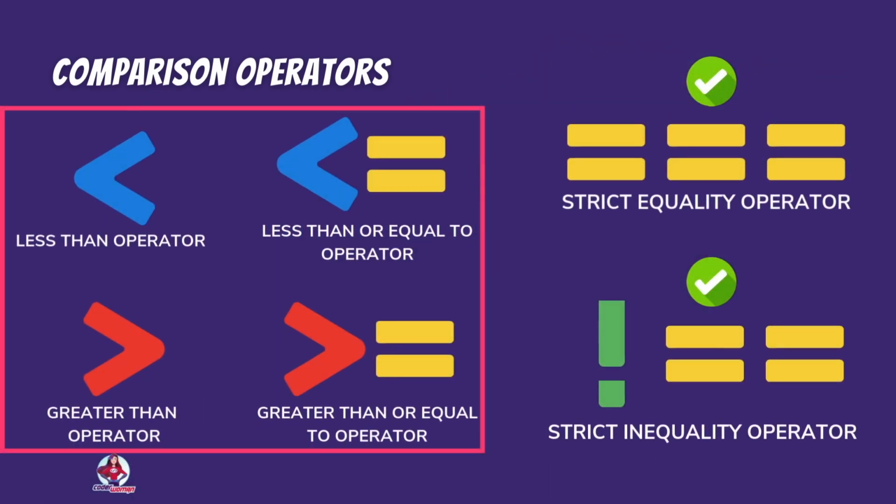Less than, greater than, less than or equal to, and greater than or equal to. These operators check if something is bigger, smaller, or equal to another value. Let's look at some examples of how they work.